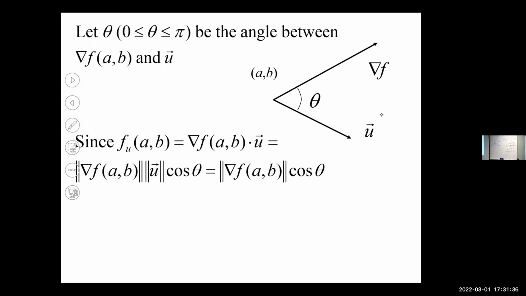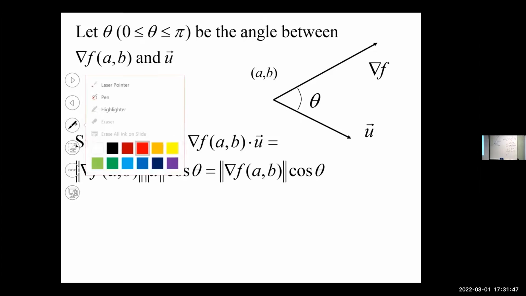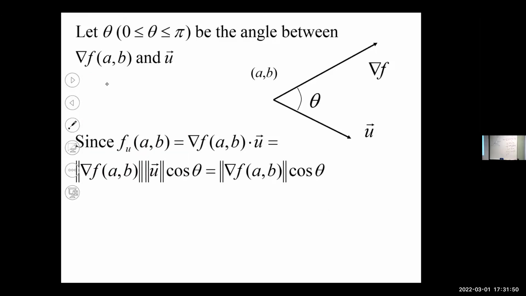All right, just a couple properties fall out of this. This was our geometric definition of the dot product. Remember, it relied on the angle between two vectors. Now, we know that the magnitude of the unit vector is 1. So really all it boils down to is the magnitude of the gradient times cosine of theta. Well, that means when theta is 0, these things are going to be at a maximum.